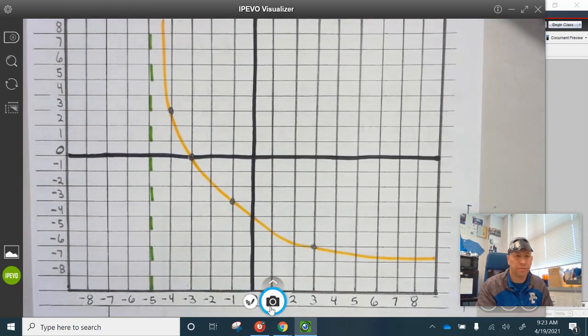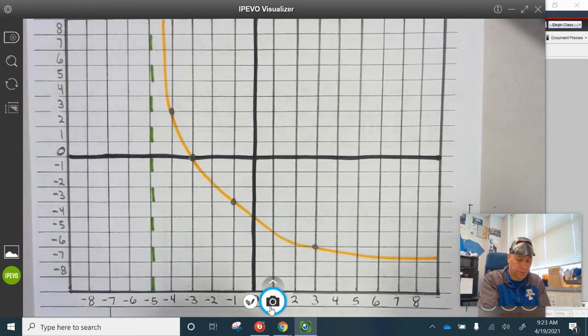All right, go ahead and finish your graph. All right, now let's move on to the next example.